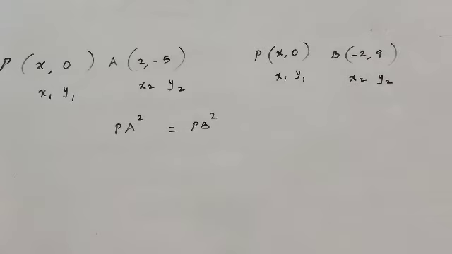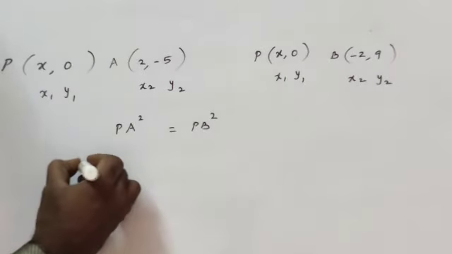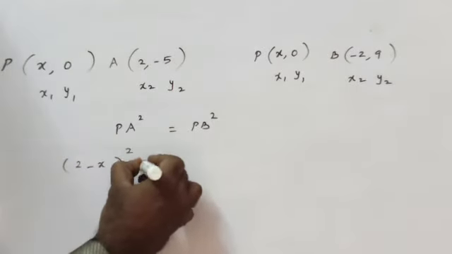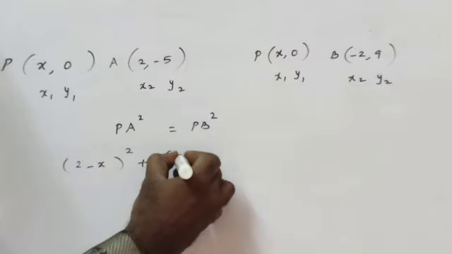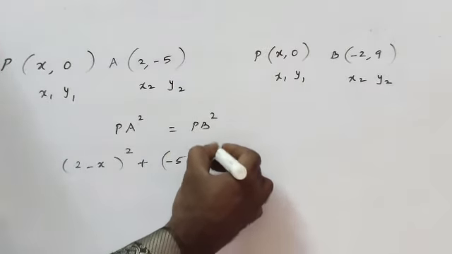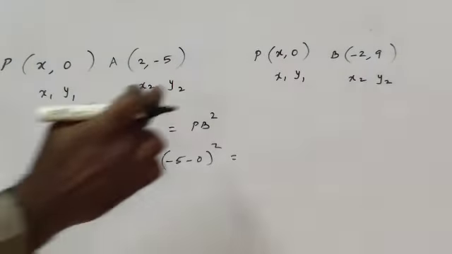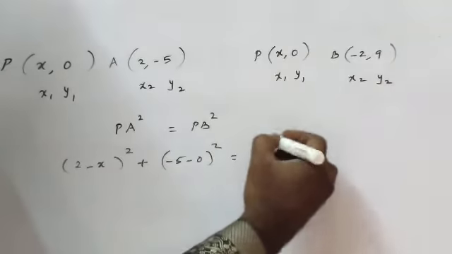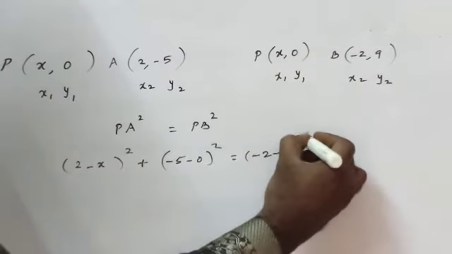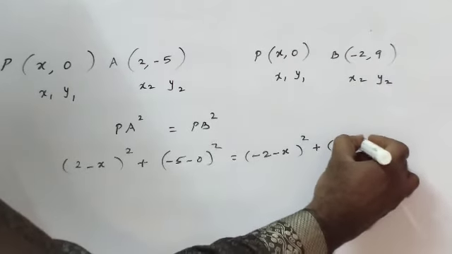Now using the points in the distance formula, x2 minus x1 whole square, that is 2 minus x the whole square, plus y2 minus y1, minus 5 for y2 minus y1, that is 0 the whole square. Now PA square is over, then PB square: x2 minus x1, that is -2 minus x the whole square, plus y2 minus y1, 9 minus 0 the whole square.